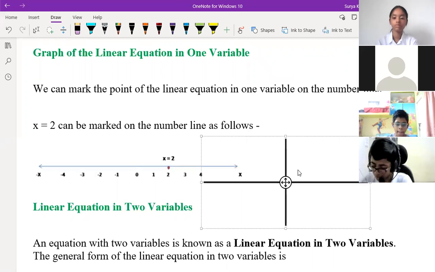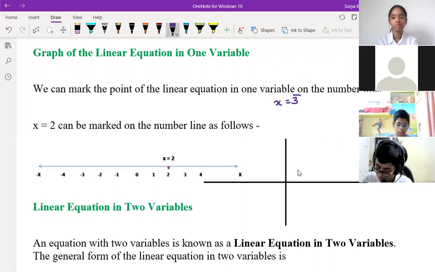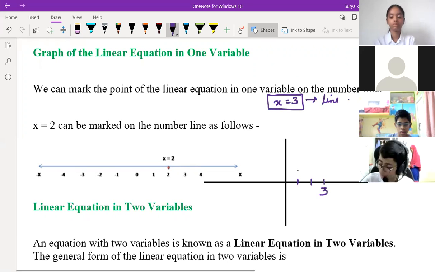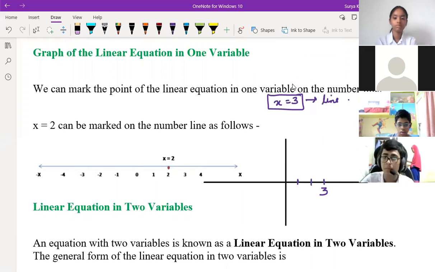See, once again I'll tell you. If this is a graph, if I'm asking you x is equal to 3, draw the graph for x is equal to 3. So first of all, this is a line only. This is not a point. Okay. So where does x is equal to 3 lie? 1, 2, 3. This is the 3. We should draw a line parallel to y-axis. So you are getting a line like this. Okay.